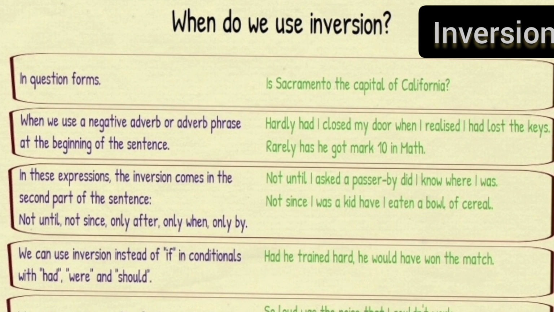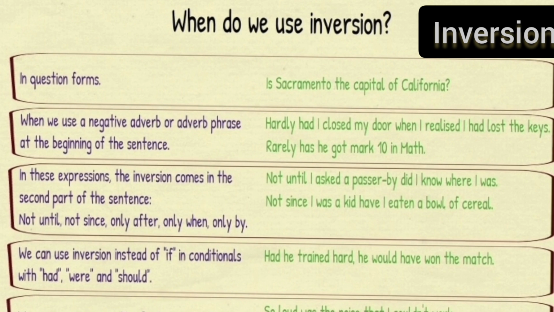Also in expressions, the inversion comes in the second part of the sentence with words like not until, not since, only after, only when, only by. Example: not until I asked a passerby did I know where I was. Another example: not since I was a kid have I eaten a bowl of cereal.